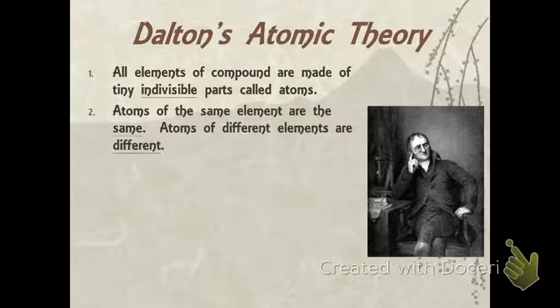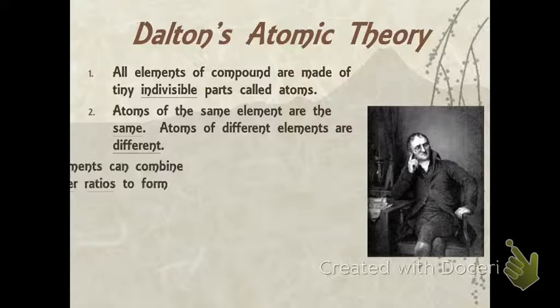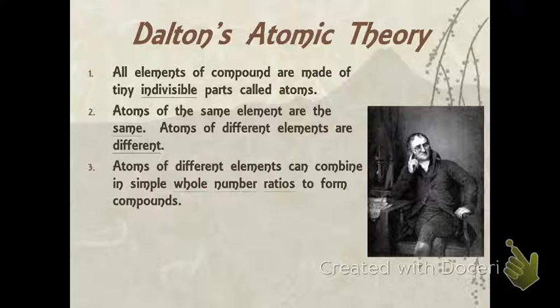The second part of his theory says that atoms of the same element are the same, and atoms of different elements are different, and that seems quite obvious. The third part, he says that atoms of different elements can combine in simple whole number ratios to form compounds, meaning that we'll have compounds like H2O, but not compounds like H2O1/2.